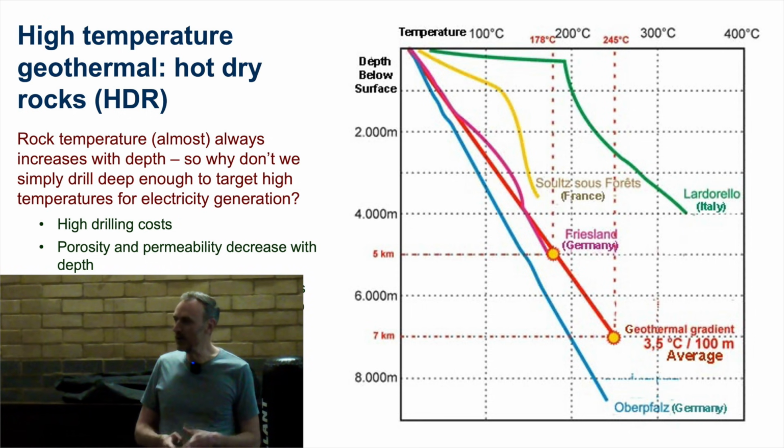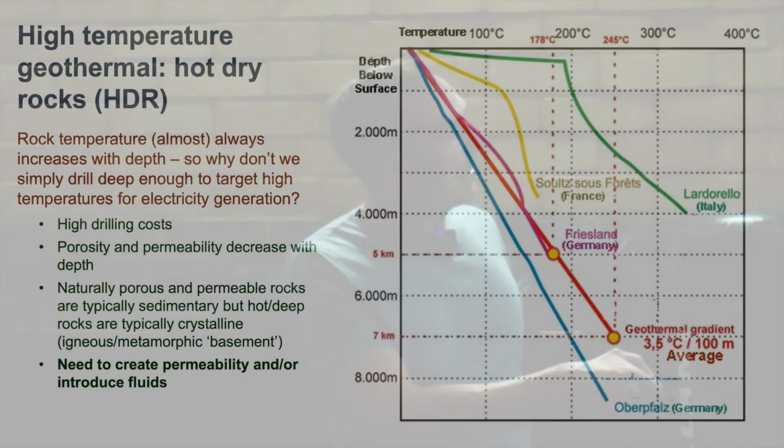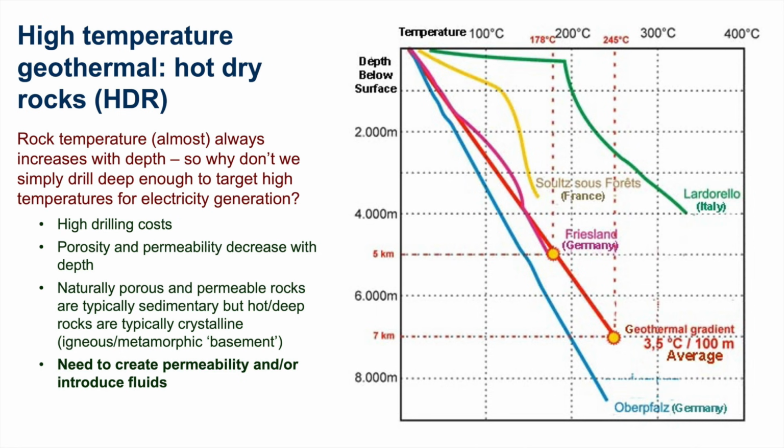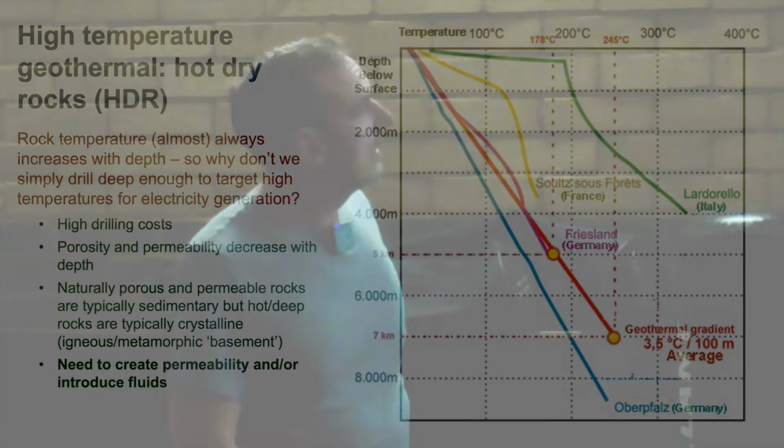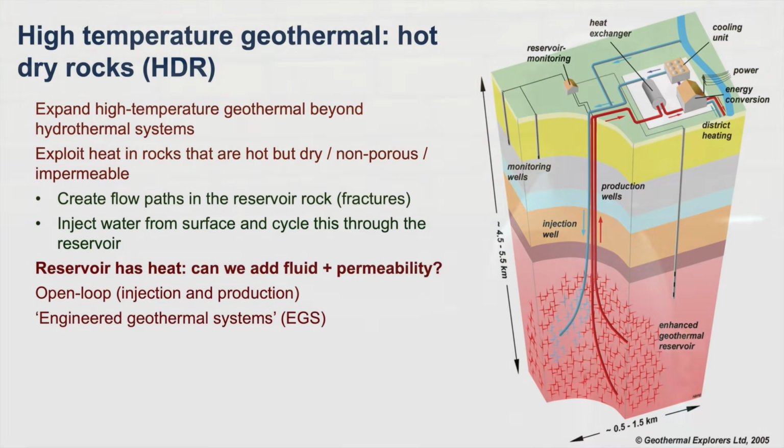And generally, the deeper we go, the lower the porosity and permeability are going to be. Once we move out of sedimentary basins, we're typically in crystalline basement, igneous rocks, metamorphic rocks that have naturally low porosity and permeability. That means that if we want to exploit these deep reservoirs, we typically need to create permeability and introduce fluids into the system because they're not naturally there. And we call these reservoirs hot, dry rocks. And so there's a huge amount of interest at the moment in trying to develop hot, dry rock reservoirs.